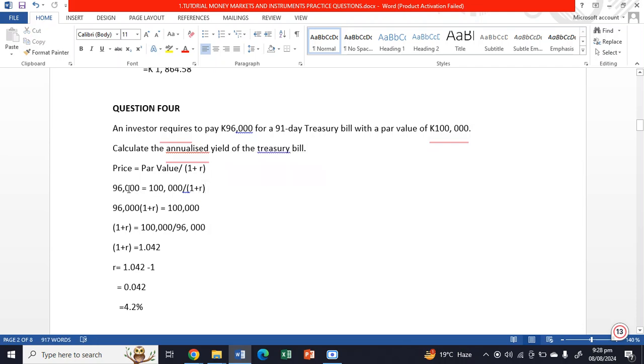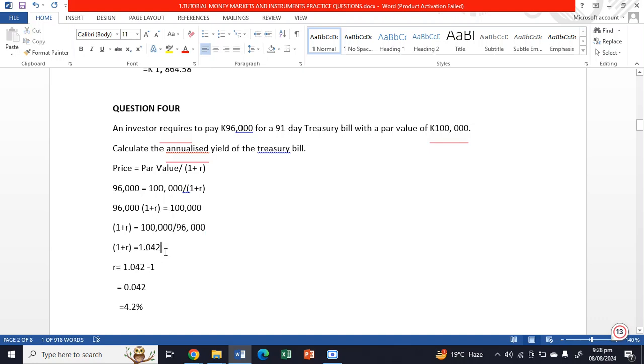So we cross multiply. 96,000 times 1 plus R. We put it like this here, 96,000 and 1 plus R. If you want, you can expand the brackets, but to make life easy, don't expand the brackets. Just leave it like this. After we cross multiply, we want to isolate this R by itself. So the first thing we do, we divide both sides by 96,000. On the left-hand side, the 96,000 goes. On the right-hand side, you say 100,000 divided by 96,000.